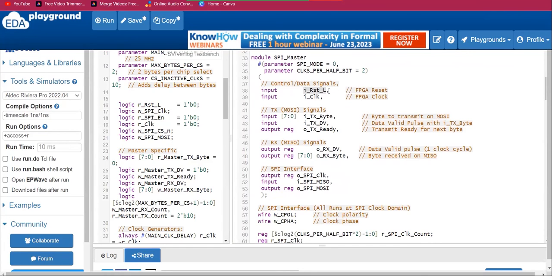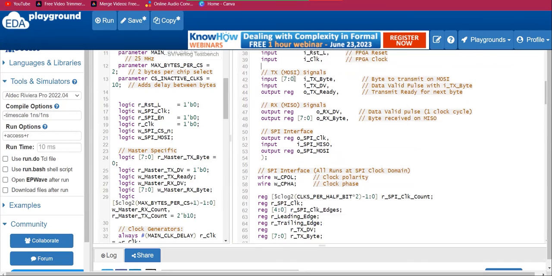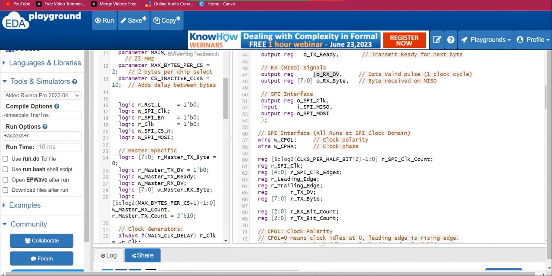And inputs are the main reset and clock. This input is the byte to transmit on MOSI. Total 8-bit data we are transmitting, so 1 byte. And input DV is nothing but the data valid pulse, a pulse signal for the byte we are transmitting. The output is ready, transmit ready for the next byte. One byte is completed, and the next byte we need to transmit, so to check that we take the ready signal. On the receiving side, this is the data valid pulse for the receiving signal for 1 clock cycle, and this is for receiving the main data, the MISO data, which is an output.